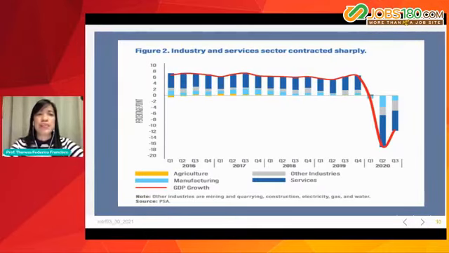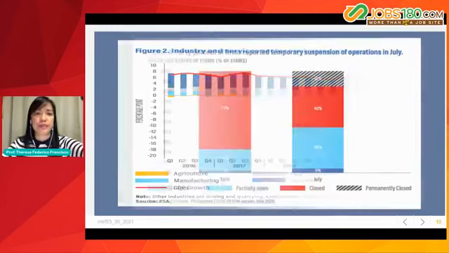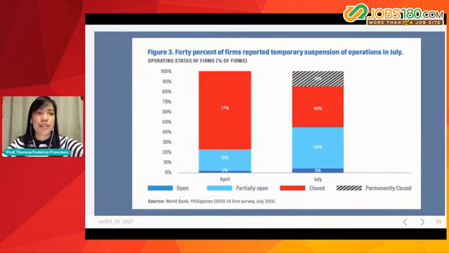This is a graphical presentation of how industries and services contracted sharply. Manufacturing, services, and other industries contracted sharply in the second quarter of 2020, with hopefully favorable improvement in the third quarter of 2020. But then again, there are industries. Last July, 2020, 40% of the firms reported temporary suspension of operations, 20% government-mandated, and the other 20% voluntarily closed their operations.